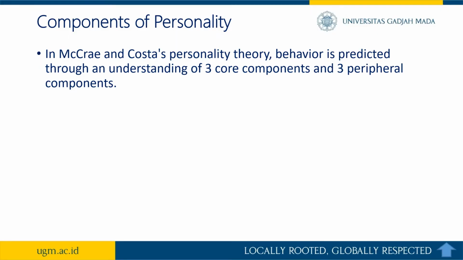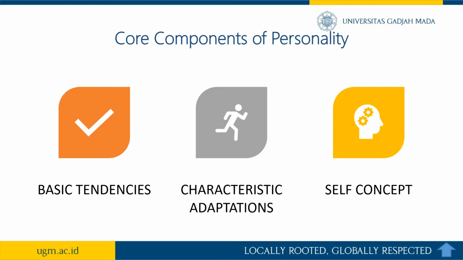So in McCrae and Costa's personality theory, behavior is predicted through an understanding of three core components and three peripheral components. And here we will talk about both three core components and three peripheral components, how they correlate to each other. So the three core components of personality include the basic tendencies, characteristic adaptations, and the self-concept.